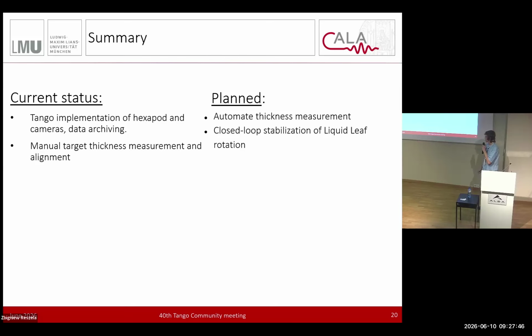So in summary, we have a half of our target system already implemented, and we have 2 ongoing projects that are right now in testing. So the next stage would actually be the automation. And of course, the end goal would be to have unhindered 1 Hz laser ion acceleration in the end.